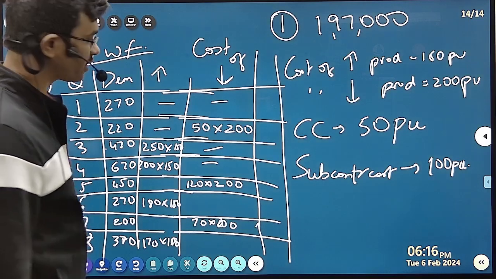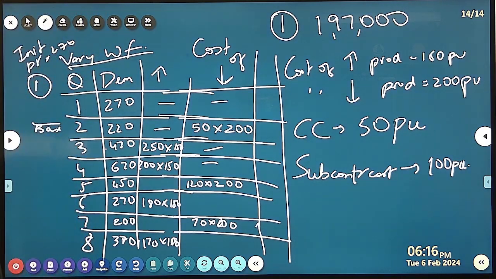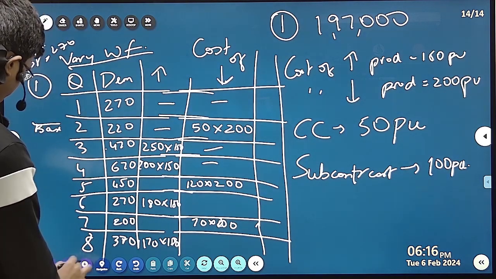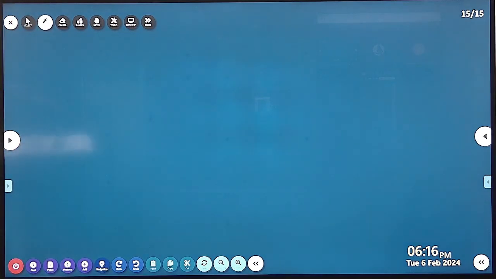So second is varying the time, which is not given. So now we have been given the inventory, varying inventory levels. Okay. So let us take the table once again.